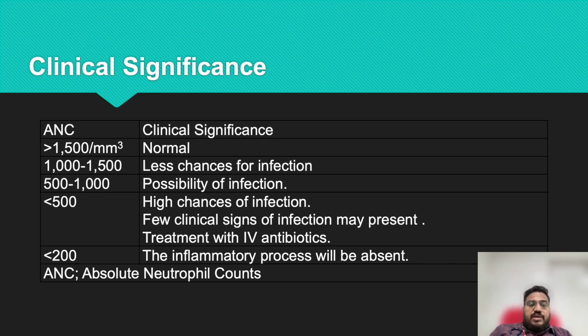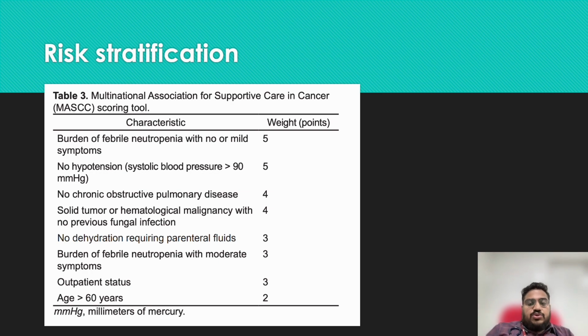So less than 200, absolute neutrophil count less than 200. That is not the diagnostic criteria, that is the clinical significance, the classification of your neutropenia. Now coming to one of the most commonly used risk stratification indices.